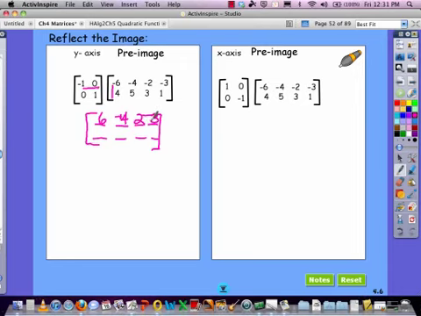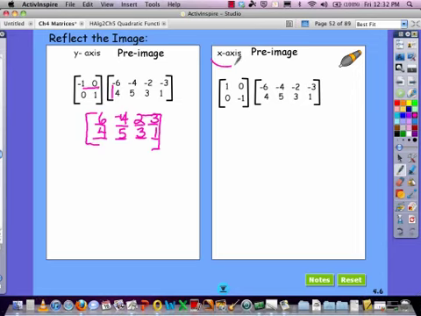Bottom row, we would do second row, first column. 0 times -6 and 1 times 4 is 4. 0 times -4 plus 1 times 5 is 5. 0 times -2 plus 1 times 3 is 3. And 0 times -3 and 1 times 1 is 1. So as we said in our work, when we reflect over the y-axis, the x's change to their opposite, the y's stay the same.